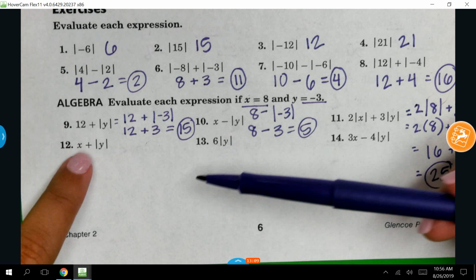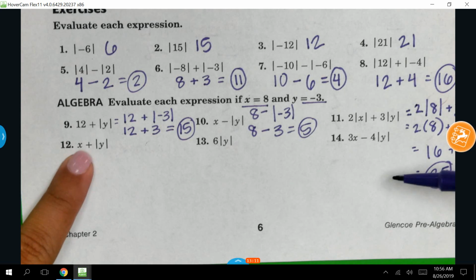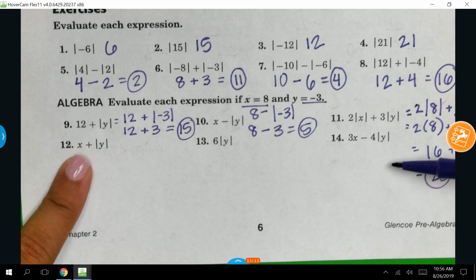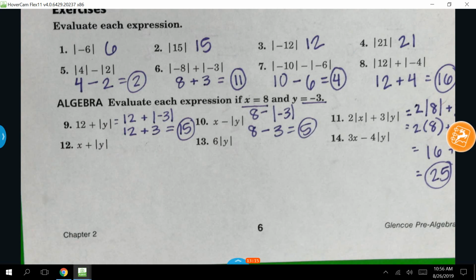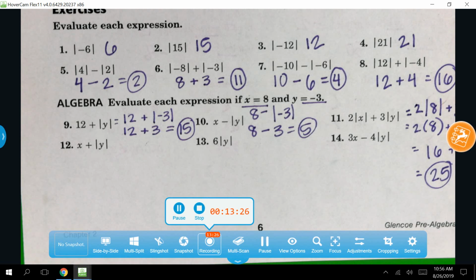Do I need to do number 12, 13, and 14? Or are we good? Okay. Any questions for me? No? I have a worksheet for you to practice. It is exactly like these notes.